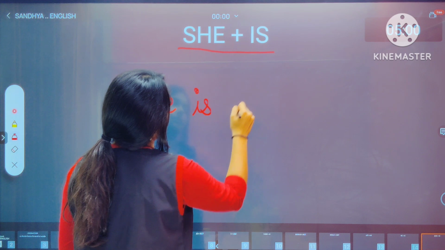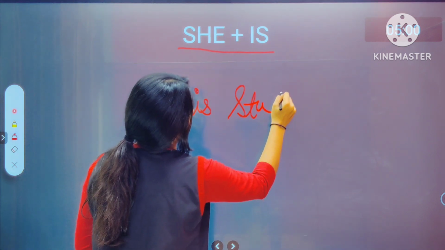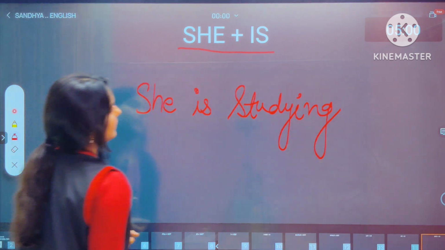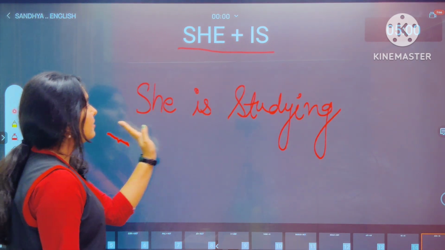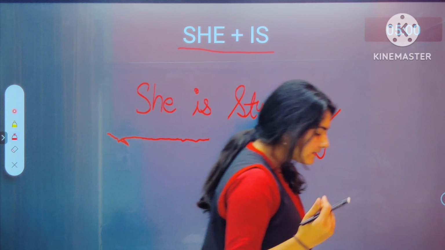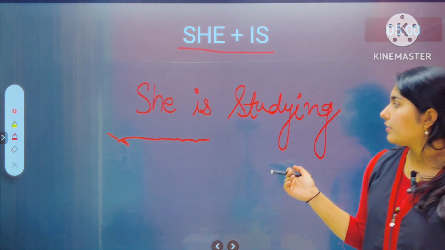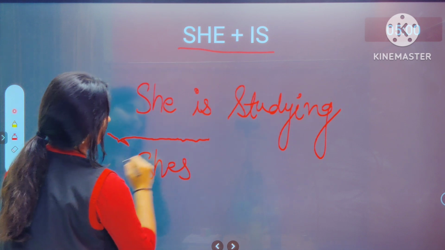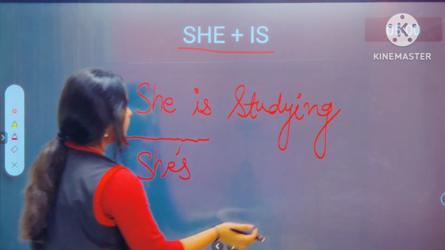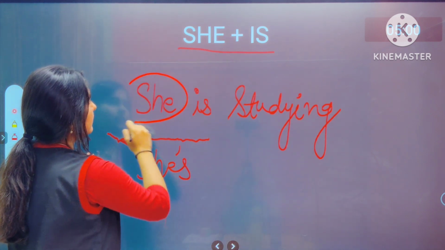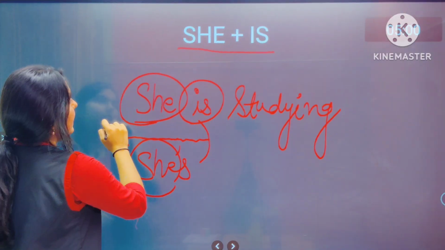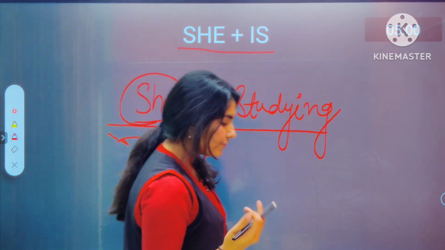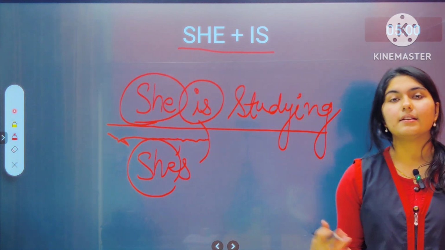She is. She is studying. Right? Here the sentence we have is she is studying. Instead of saying she is studying, you can use the contraction she's. She's studying. Instead of saying she is studying, you can say she's studying.